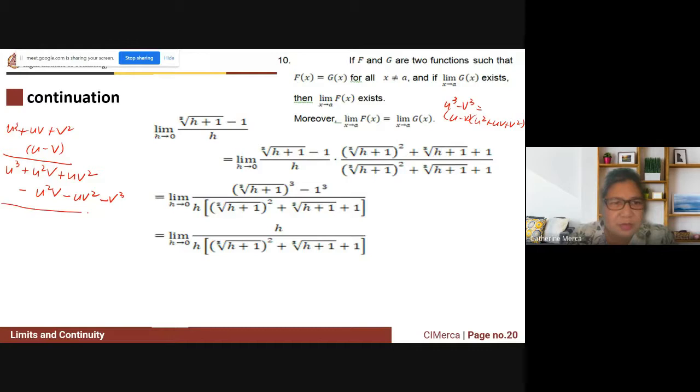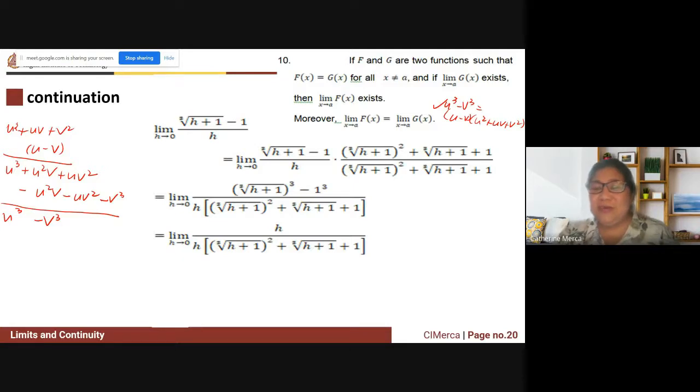So, you now have u cube. Kani ma-cancel out. So, minus v cube. Okay? This one. Ano yung aking pen? Kaya yun. U cube minus v cube is kani siya. Nakuha?